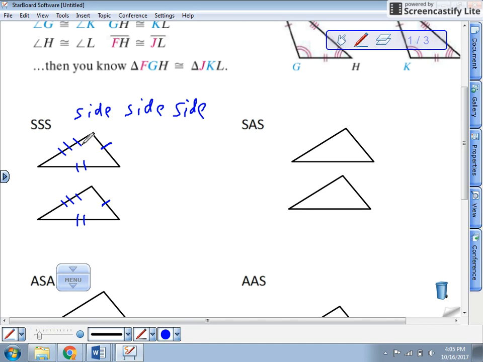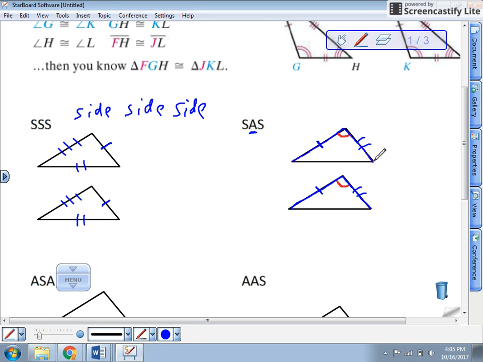Next one, side, angle, side. Now, notice the angle is between the sides. So when you're labeling, it's super important. If we know that this side is congruent to this side, and then we know that these 2 sides are congruent, now, which angle has to be congruent? It's the angle that's in between those 2 sides, or some people say it's the angle that's formed by the congruent sides. Notice the congruent sides form that angle.